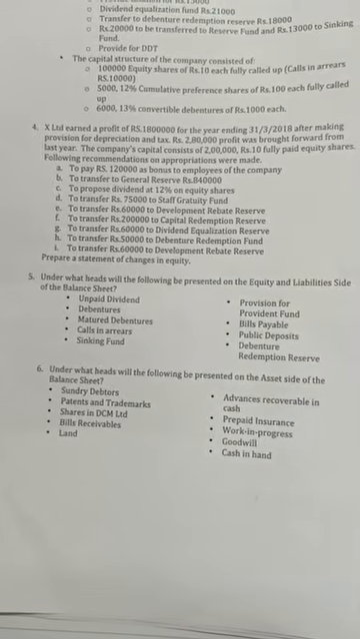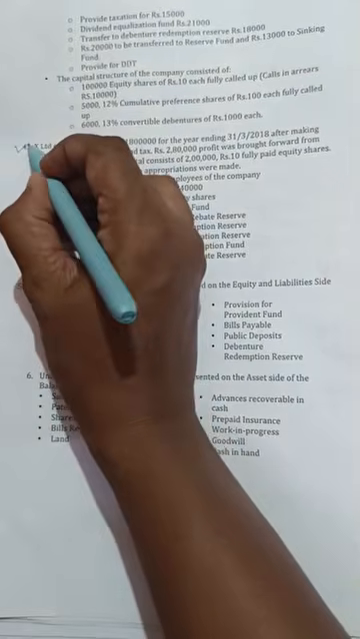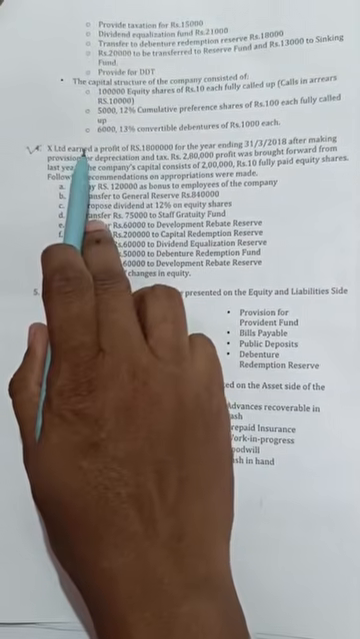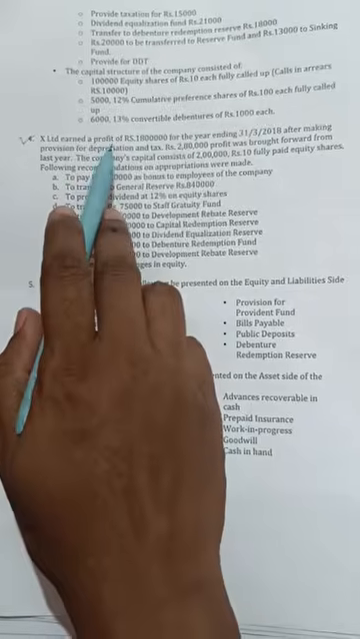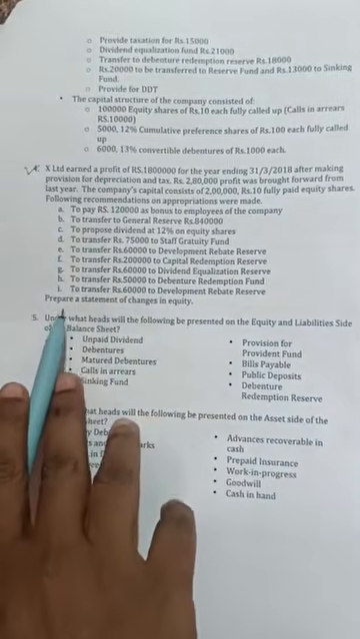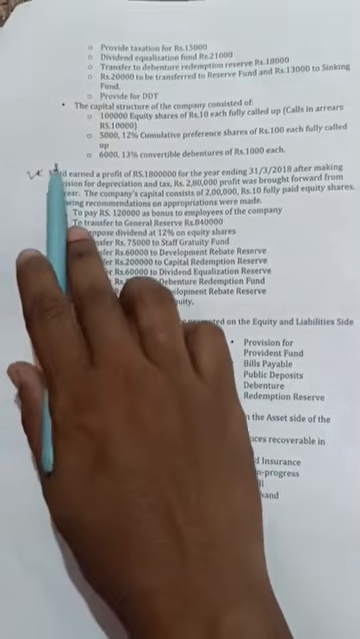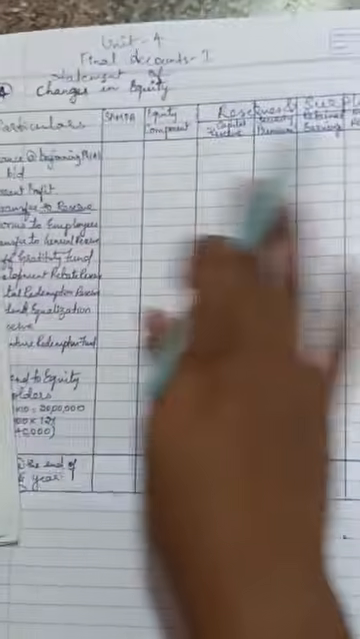Hello dear students, today we are going to solve question number 4, that is from final accounts 1. This question asks us to prepare a statement of changes in equity. So let's see how we are going to prepare that.